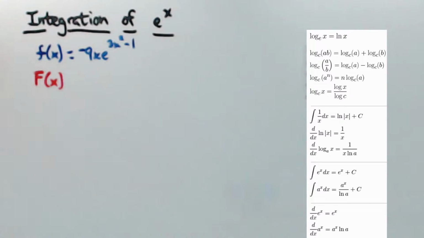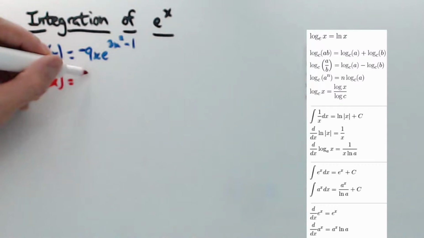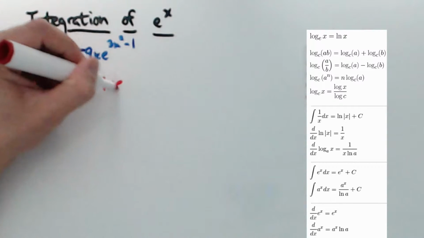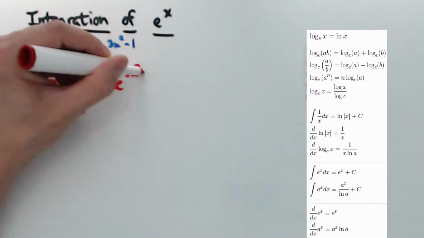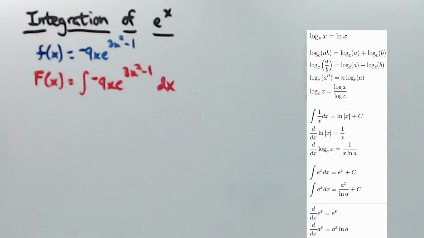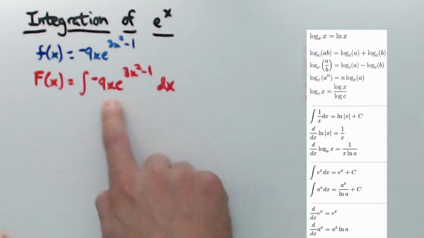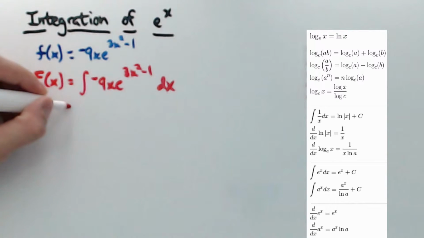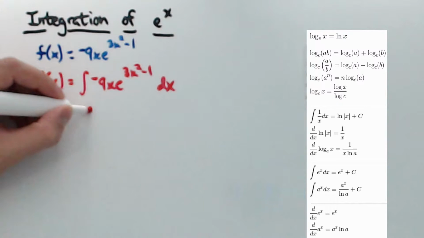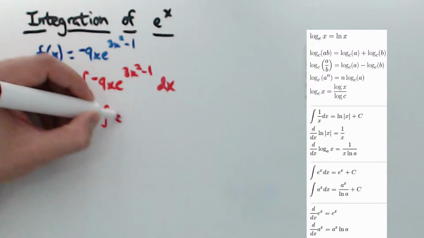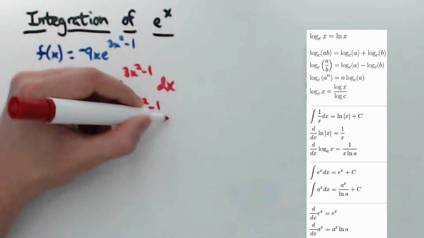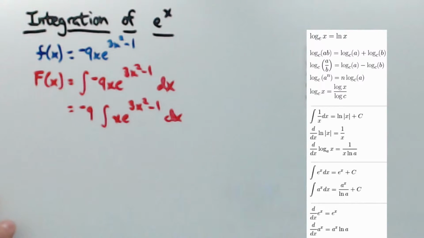I'm going to write capital F of x is equal to the integral symbol, negative 9x e to the 3x squared minus 1 dx. We're going to find the antiderivative of this function right here. The first thing I'm going to do, to simplify the problem a little bit more, is take that negative 9 and put it in front. So we're going to have negative 9 times the integral of x e to the 3x squared minus 1 dx, like so.